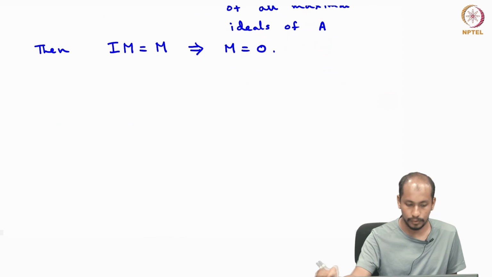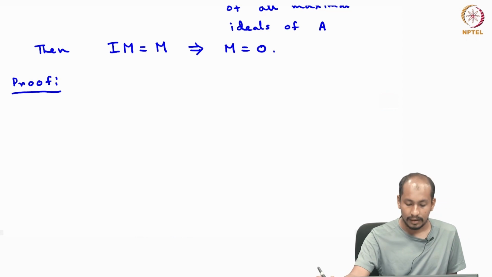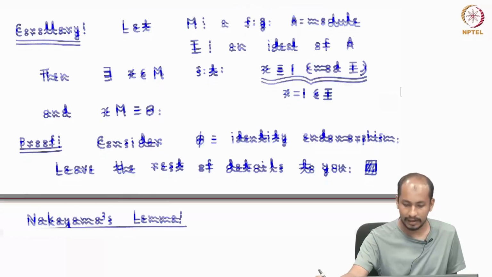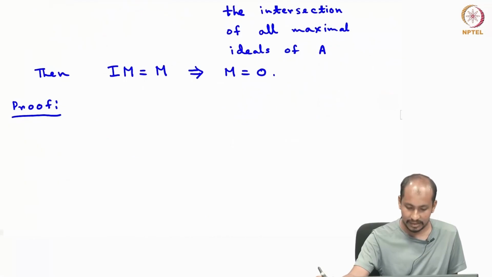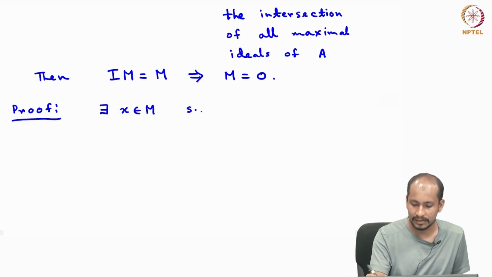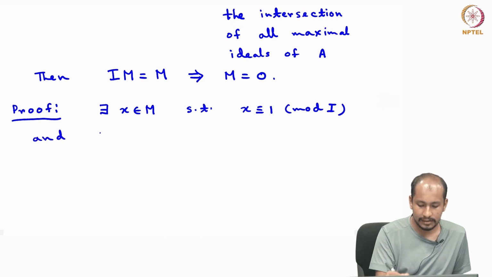Now, proof. Okay. From the immediate corollary of the Cayley-Hamilton theorem, we see that there exists an element x inside A such that x is congruent to 1 mod I and x times M equals 0, right.